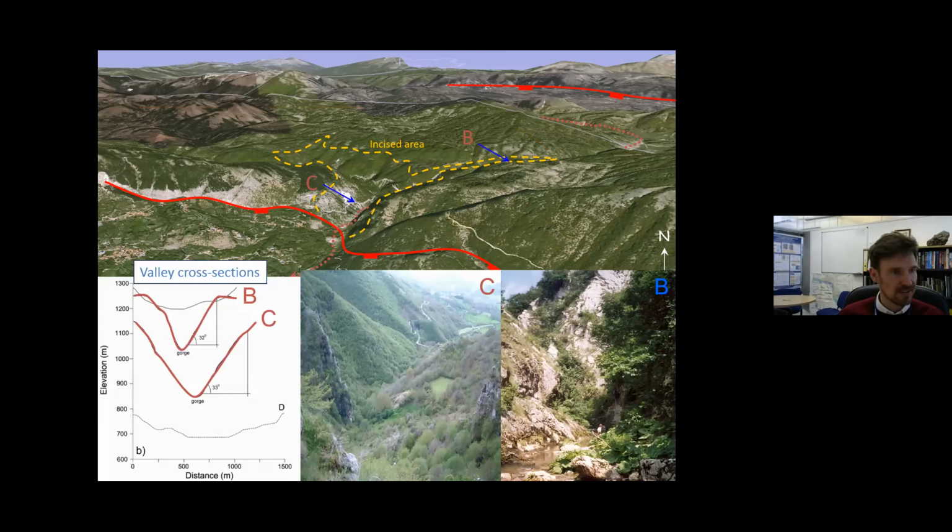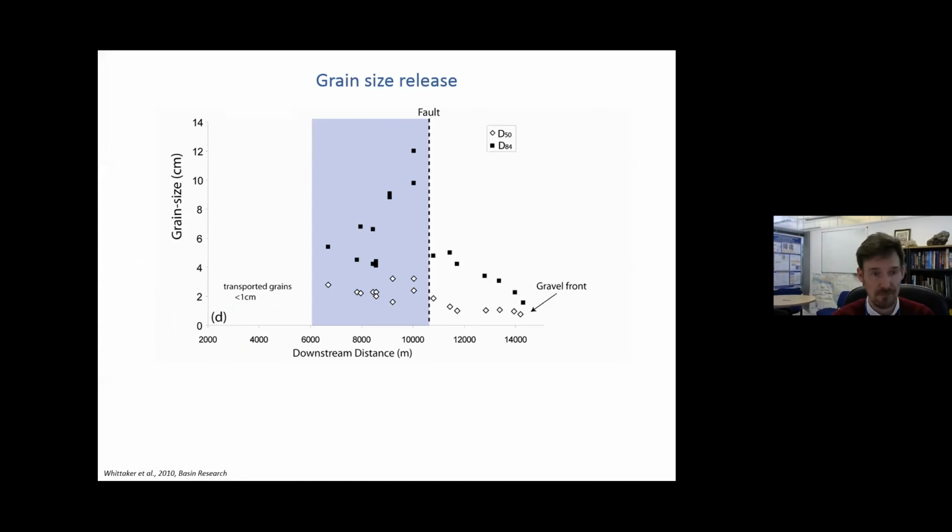So for example, if I look at these valley cross sections between B and C, you've got these V-shaped valleys with hill slope angles of 30 degrees or more. And when you look around here, there's landslides, there's scree cones. The hill slopes are really responding to this wave of incision driven by this change of fault slip rate. And that has a fundamental effect on the grain size that is released.